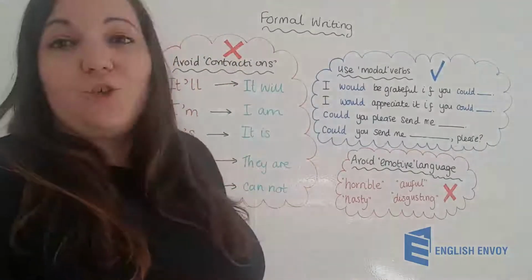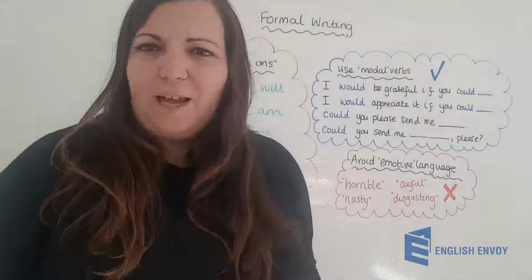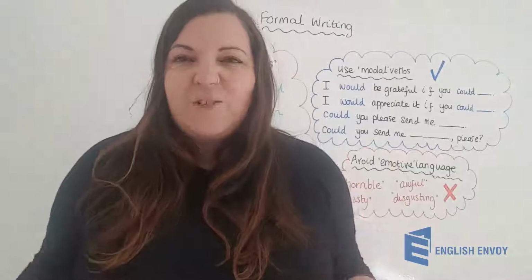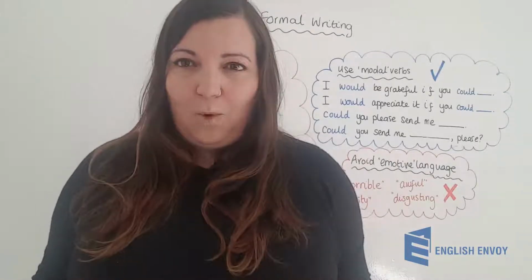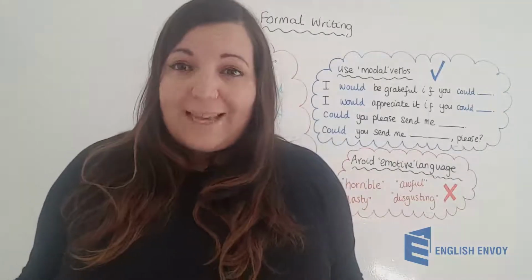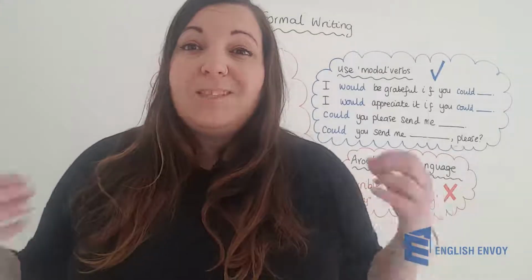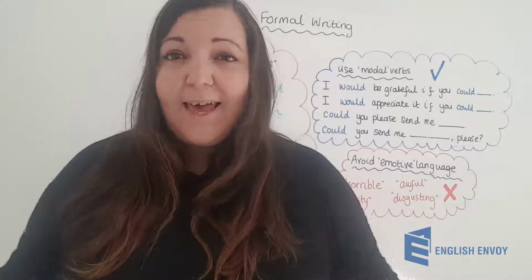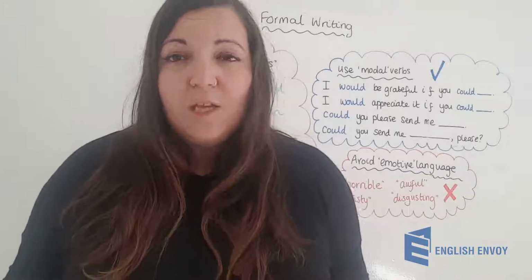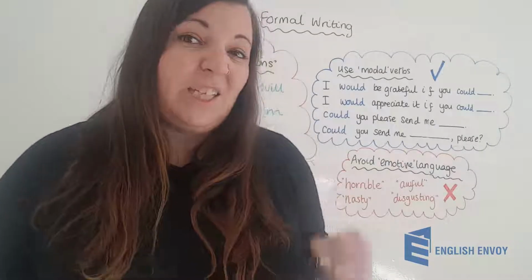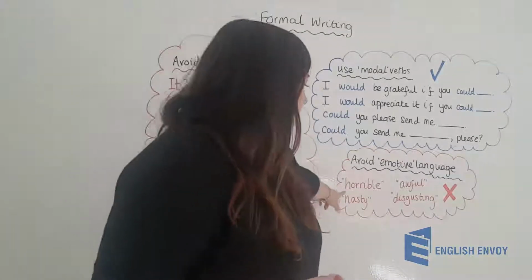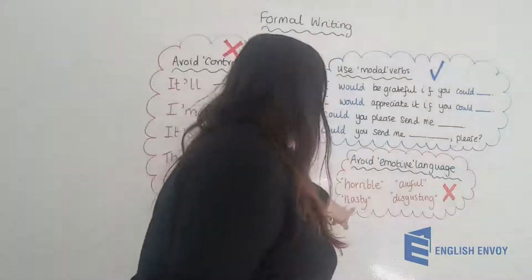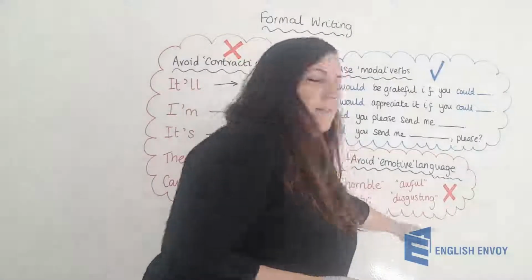Another thing that we should not do is we should not use emotive language. What do I mean by emotive language? Well, emotive language is language that is going to convey our emotions in some way. If we're writing a formal letter or a polite email, we want to leave our emotions out of it. We don't want any emotion in there. We just want to get straight to the point. So when we talk about emotive language, it could be things like the word horrible, or the word awful, or the word nasty, or the word disgusting.